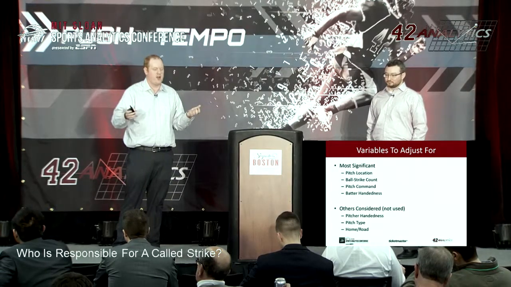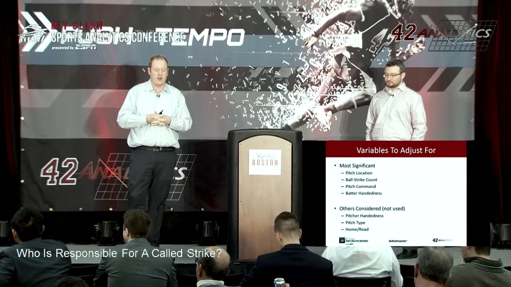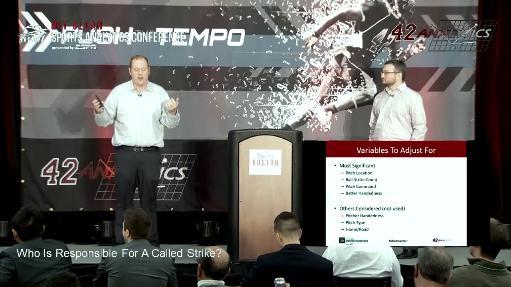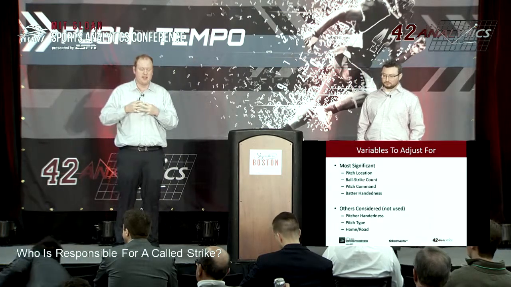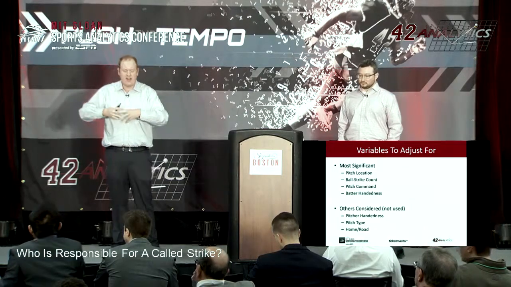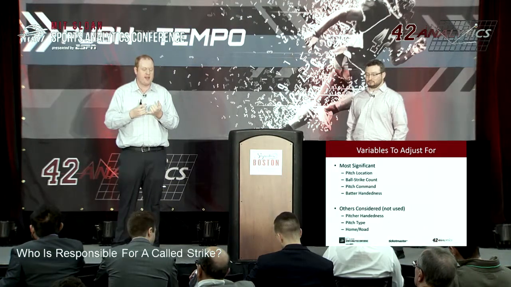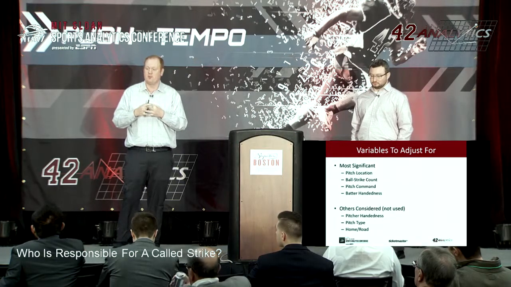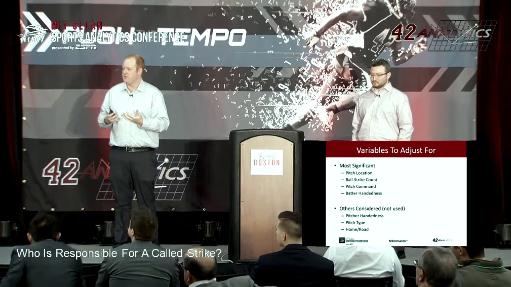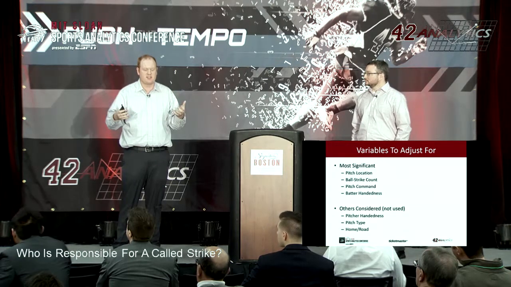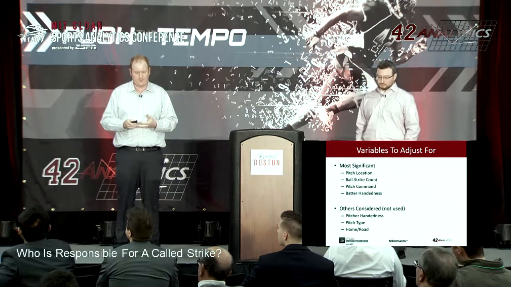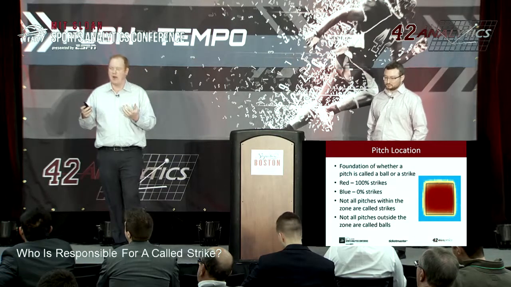But let's take it from a bit broader level. There are a couple of different variables that we decided that we wanted to account for here. The most significant of which are pitch location, ball-strike count, pitch command, and batter handedness. In addition to that, we also considered looking at pitcher handedness, pitch type, and home-road split. But after we had accounted for the original variables, we found that those other three variables had less significance, and we stuck with the original four. Let's take them one by one here.